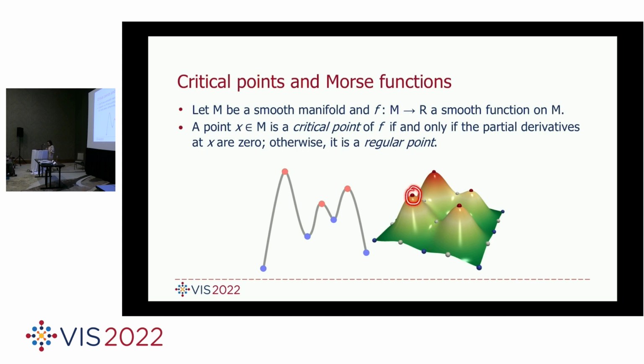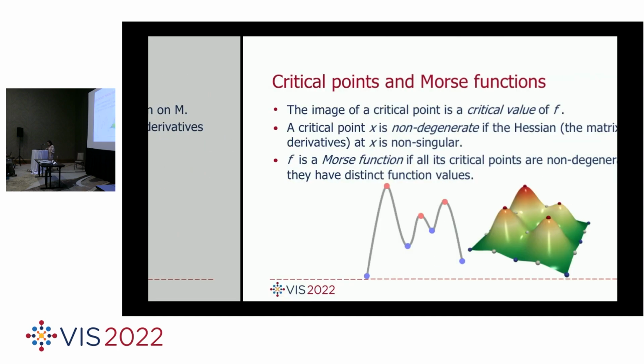If you're standing on a local maximum, the function is decreasing in all directions. If you are at a local minimum, the function is increasing in all directions. Okay, so those are some of the common critical points for 1D and 2D Morse functions.